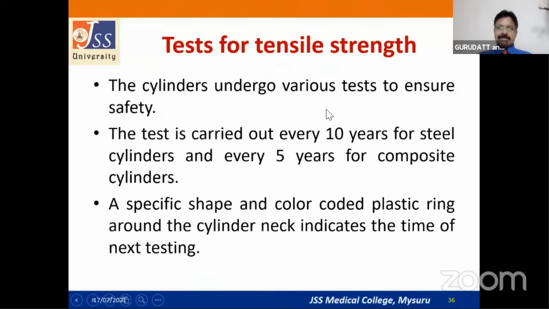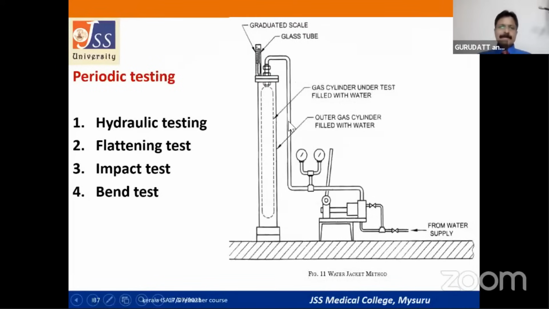This also is commonly asked: test for tensile strength. I already told you that once in 5 to 10 years, one of the cylinders of that particular batch is tested, and the marking is done for all the cylinders of that batch that it has been tested, and the tensile strength is good. So what are the different tests that are done? The most commonly done test is the hydraulic testing. The other tests are flattening test, impact test, and bend test. In order to do the flattening, impact, and bend tests, you have to break open the cylinder. For hydraulic testing, you need not break open the cylinder. That is why hydraulic testing is the most commonly done.